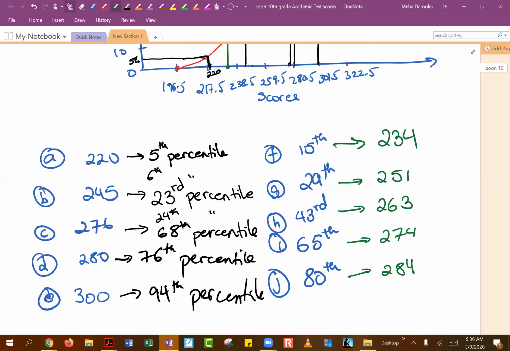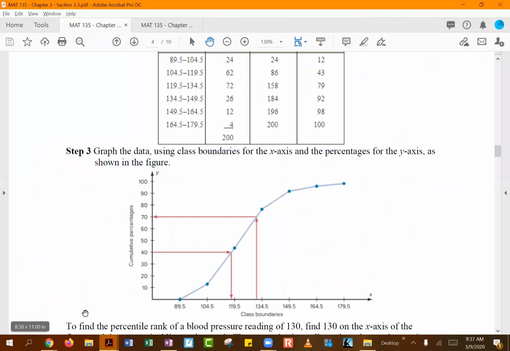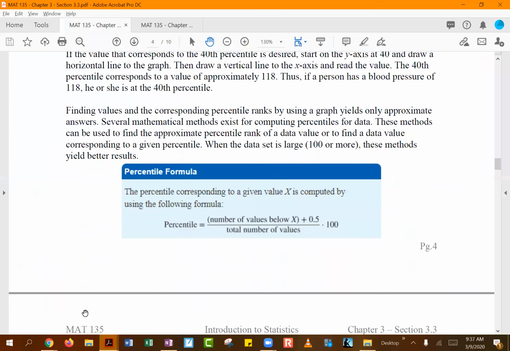You should see something similar in your homework with this percentile graph. So just practice with that and let me know if you have any questions. Any questions at this point? Okay. All right, if we go back to our handout, this is kind of where we had stopped right after we saw this example. So we're actually picking up with this last paragraph here.